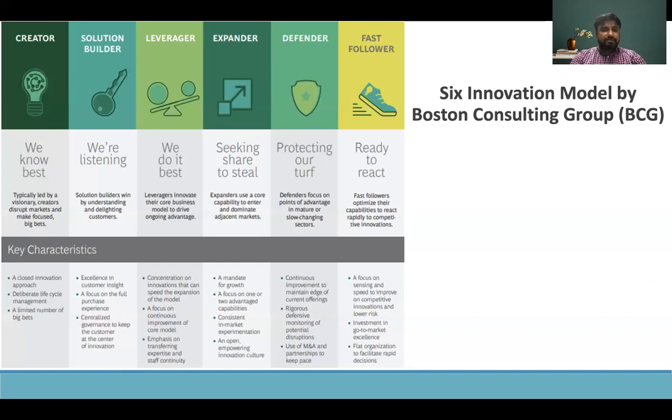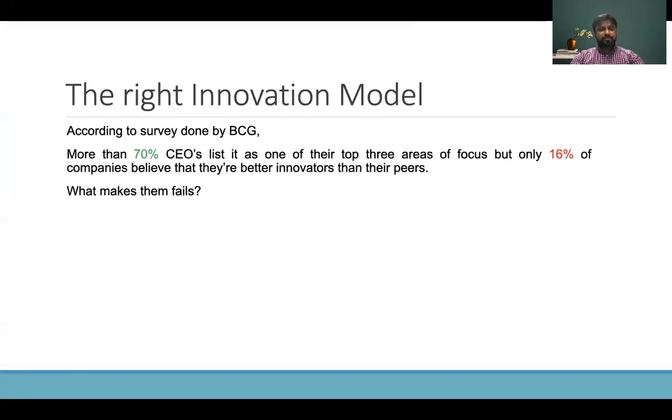So the next and final question is how we can select the best, most suitable model for our company, the right innovation model. The variety among the models is the consequence of the lack of consensus as to how an innovation model should look given the context, environment, and purpose for which they have been developed. According to a survey by the Boston Consulting Group, more than 70% of CEOs list innovation as one of their top three areas to focus on, but only 16% of companies believe that they are more innovative than their peers or competitors. So what makes them fail?